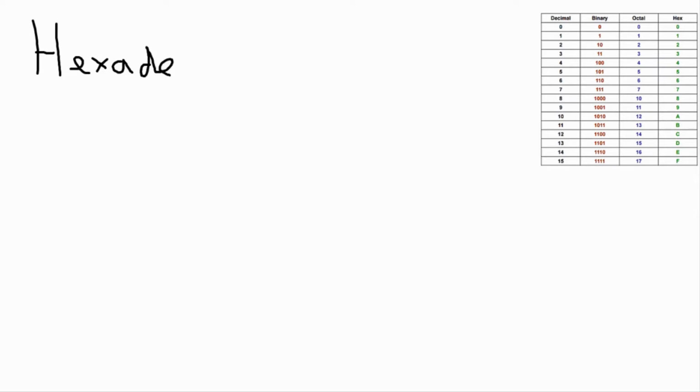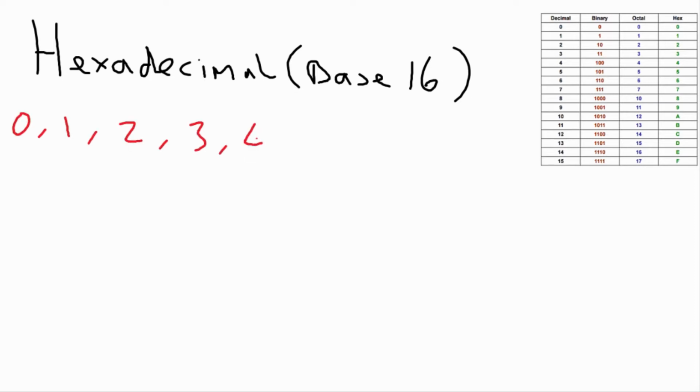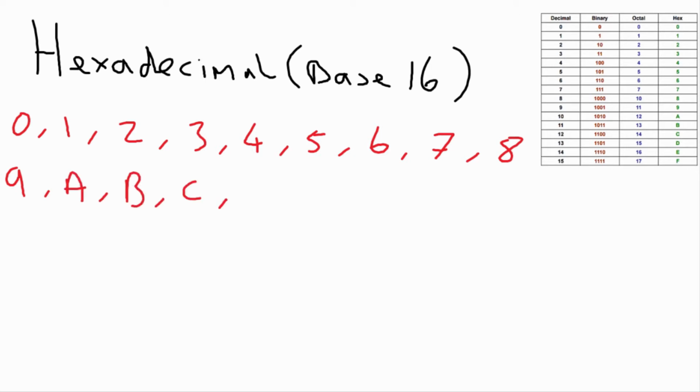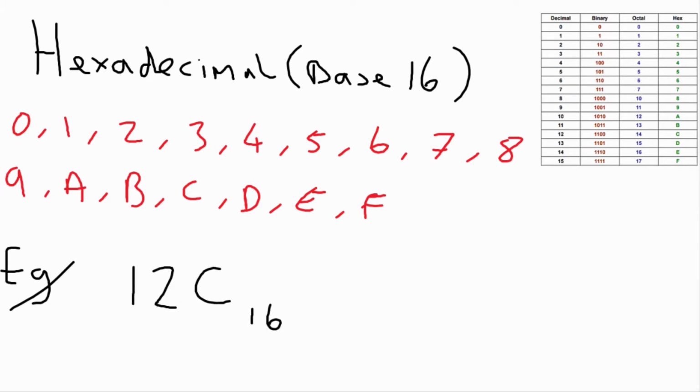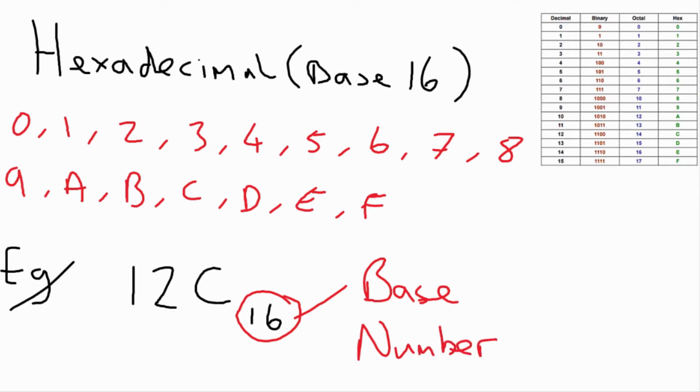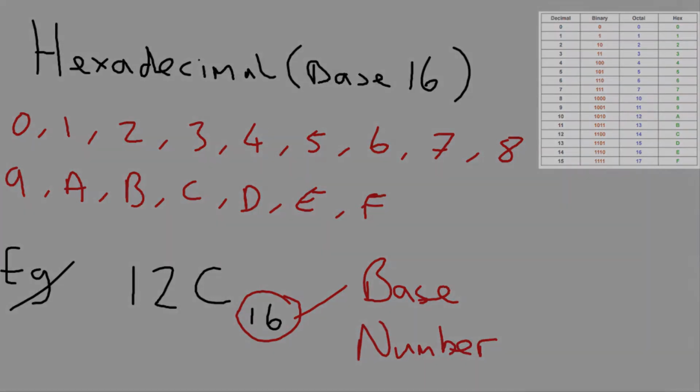Finally, hexadecimal is in base 16. With hex there are 16 representable symbols. These range from 0 to 9, then A to F. If you look at the conversion table on the top right hand side of the screen, you can see that 10 in decimal is equivalent to A. In this example, we are given 12C, base 16. Using the conversion table, we can see that C, base 16, is equivalent to 12 in base 10.